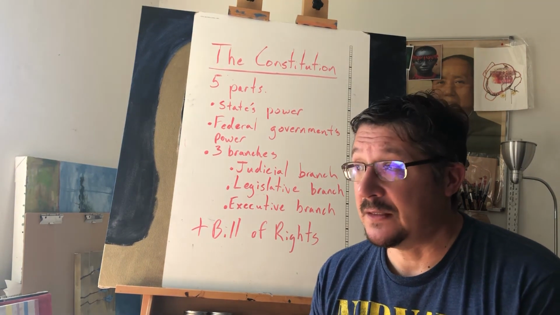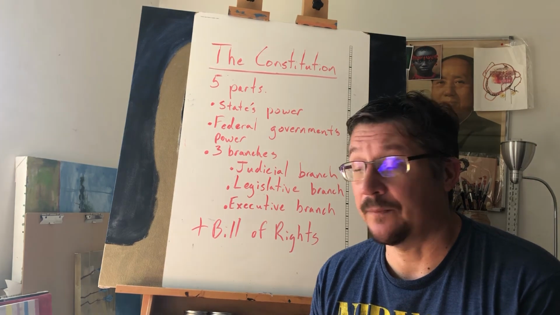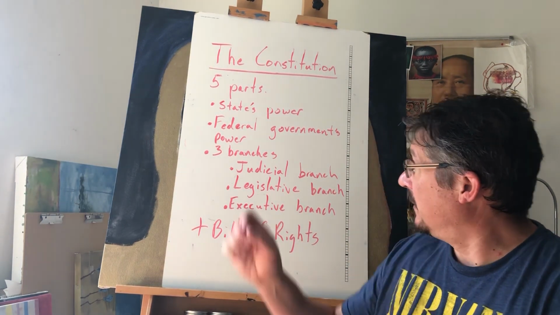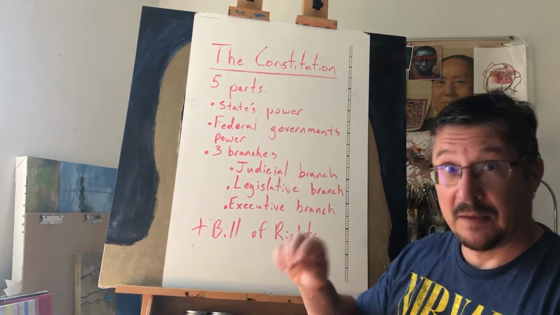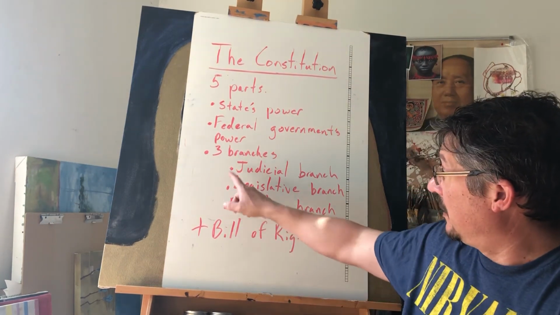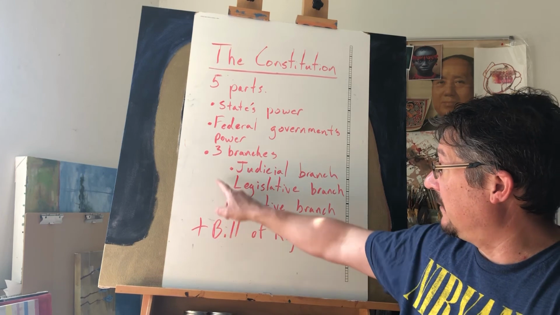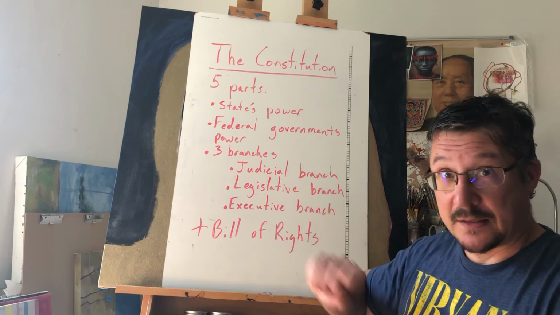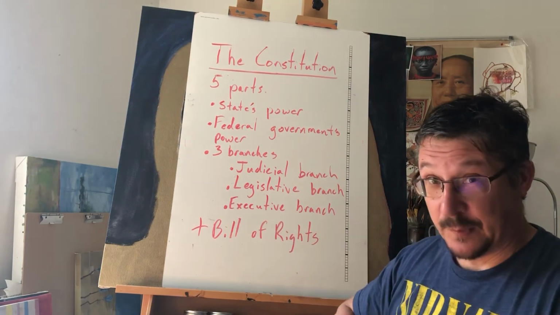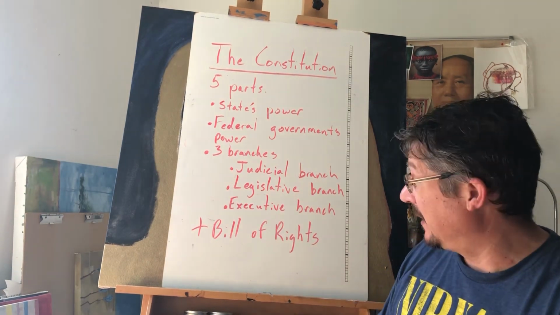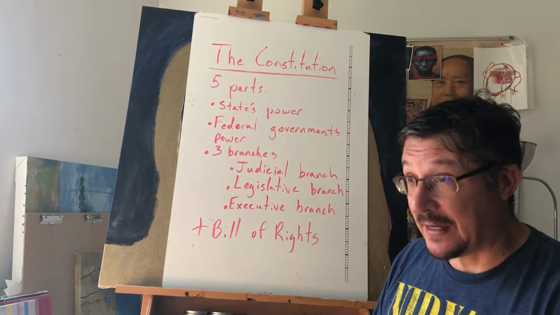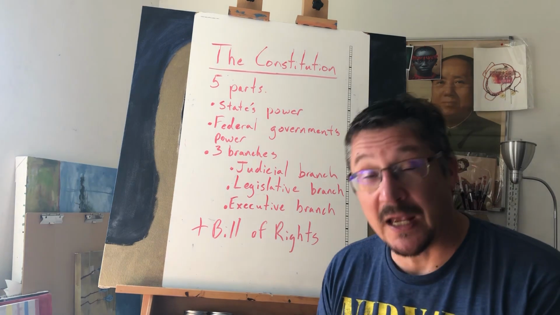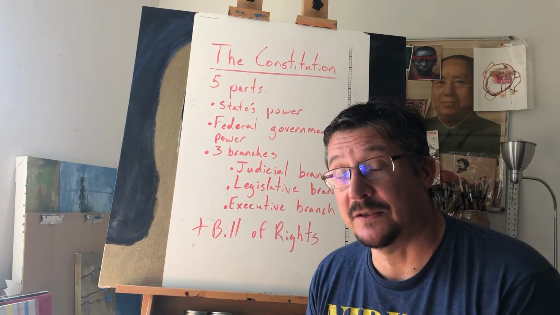All right, so this is what we're covering this week. These are the important points. Five parts of the Constitution, the states, federal, three branches of government: judicial, legislative, executive. Interprets the laws, writes the laws, executes the laws. Not always, though. We can talk about that some other time. There are some presidents who refused to do that and might argue this one too. Bill of Rights, the first 10 changes or amendments to the Constitution.